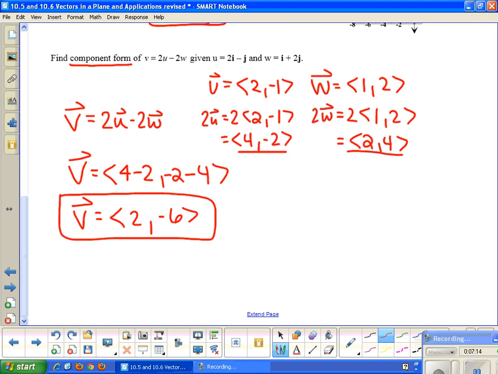If I wanted to write this as a linear combination, then I would write 2i minus 6j. So this would be the linear combination.